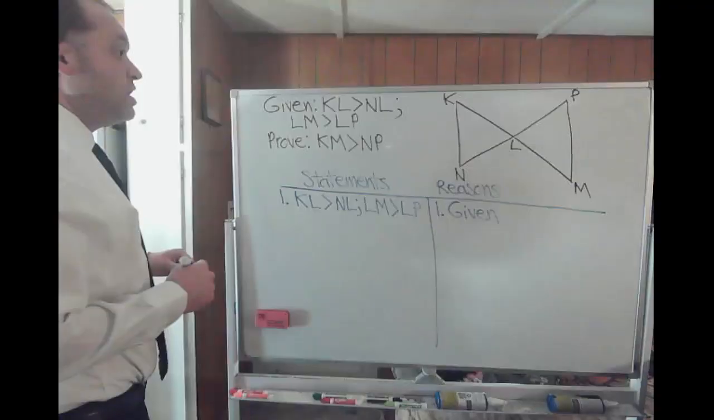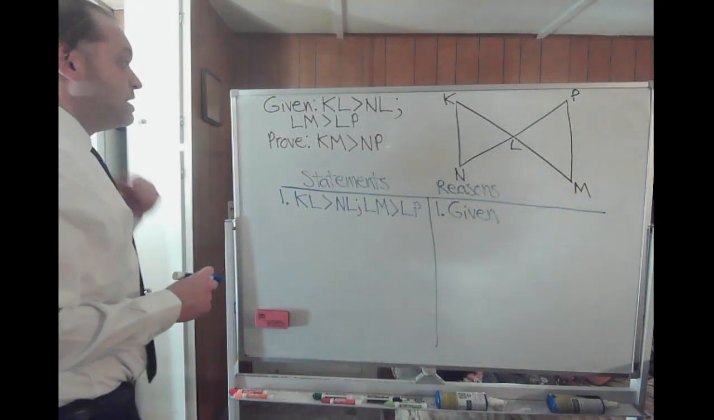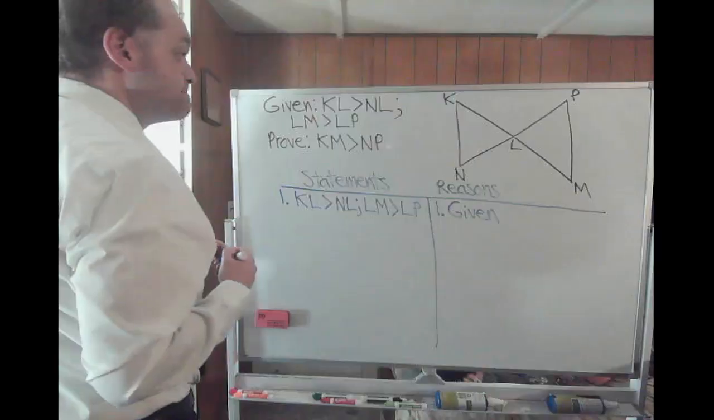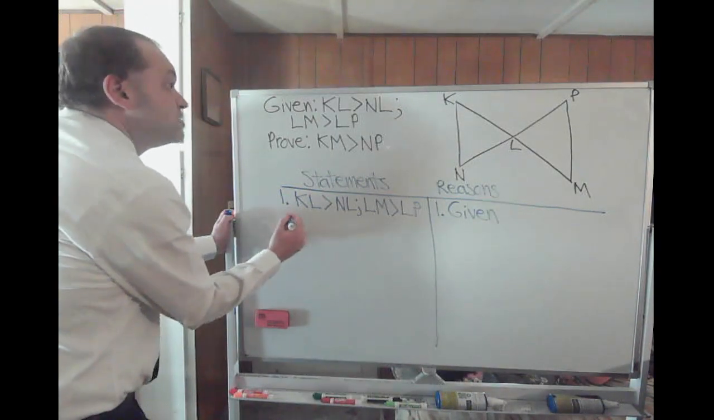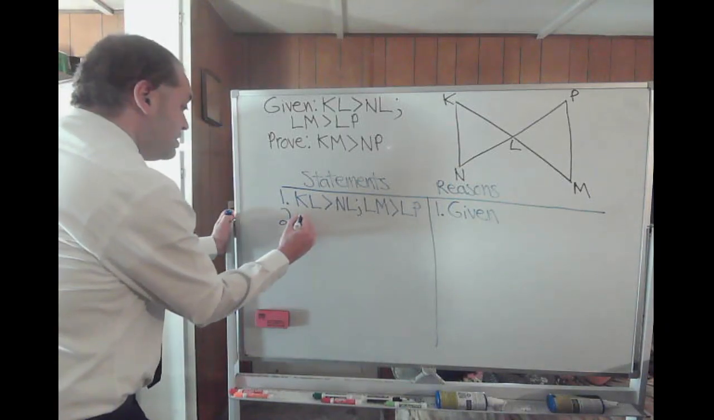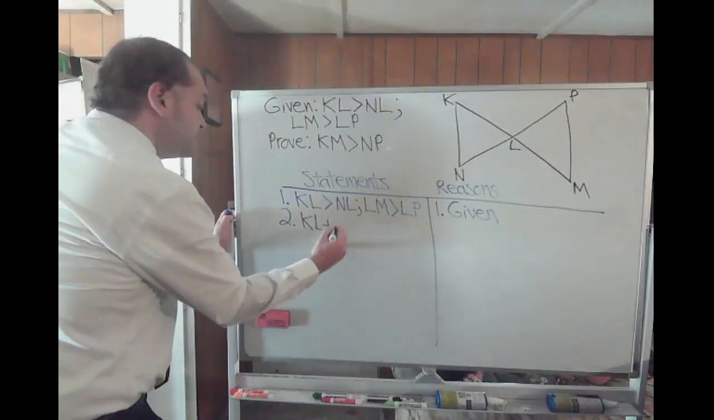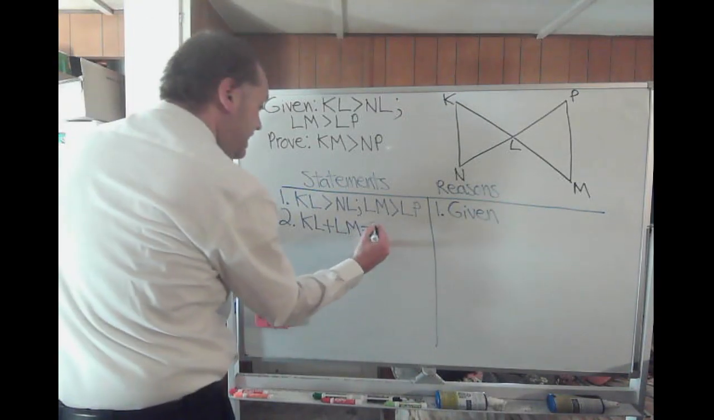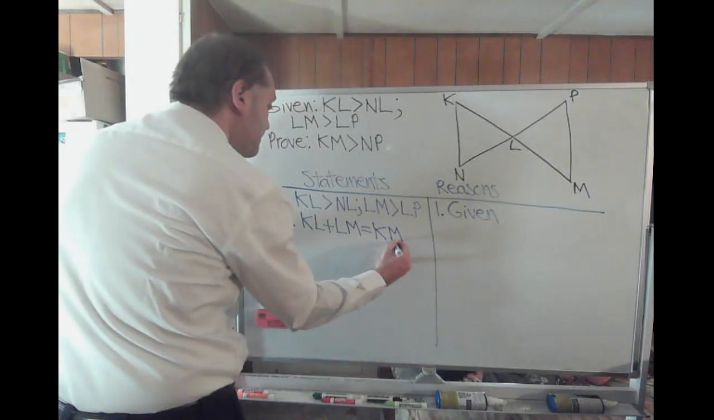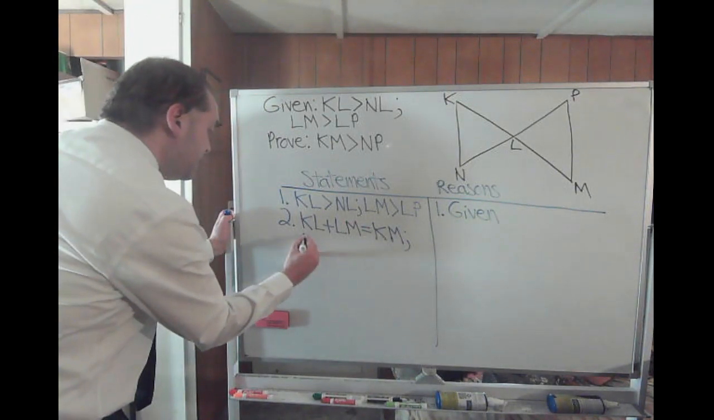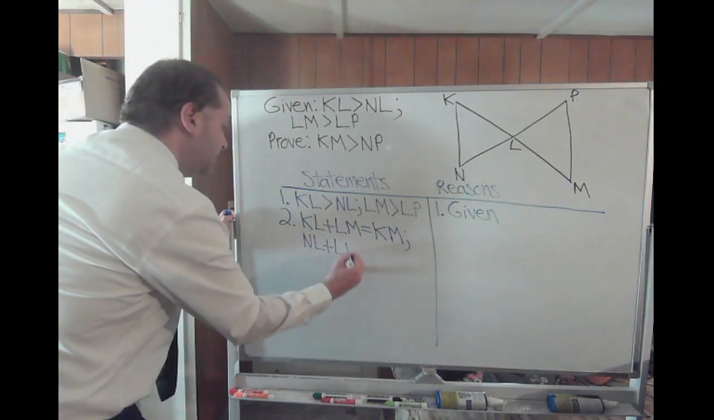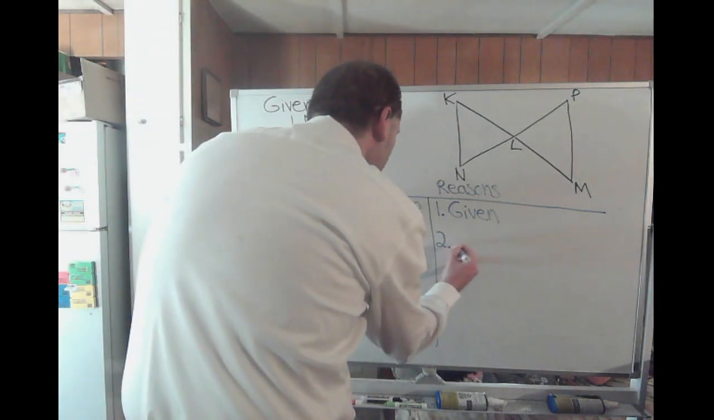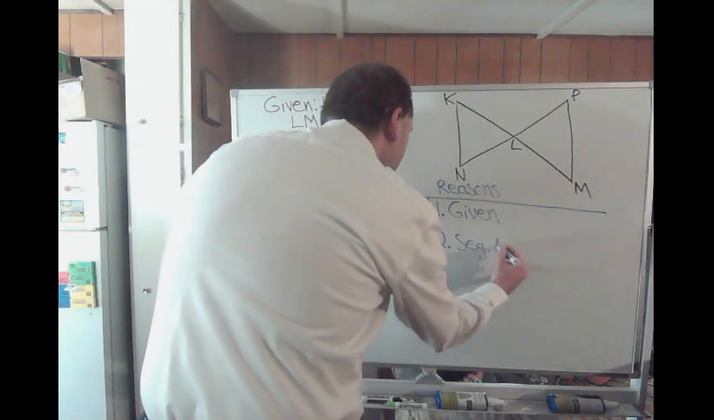Well, isn't it true then that we can add up the sum of these segments and get the segments, right? So for step 2, we're going to say that KL plus LM equals KM. We can also say that NL plus LP equals NP. That's by the segment addition postulate. That still holds. So we have the segment addition postulate for this one.